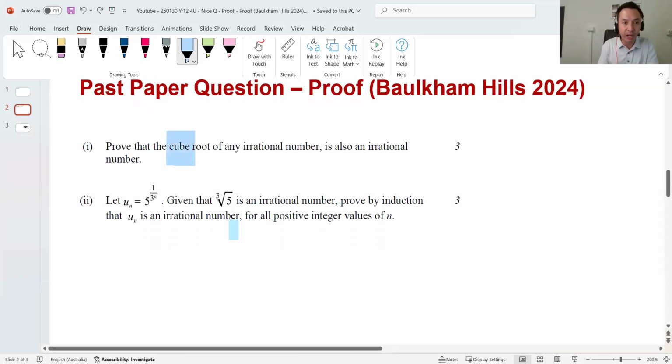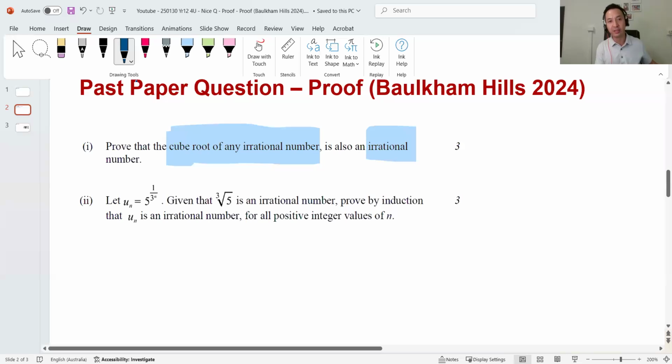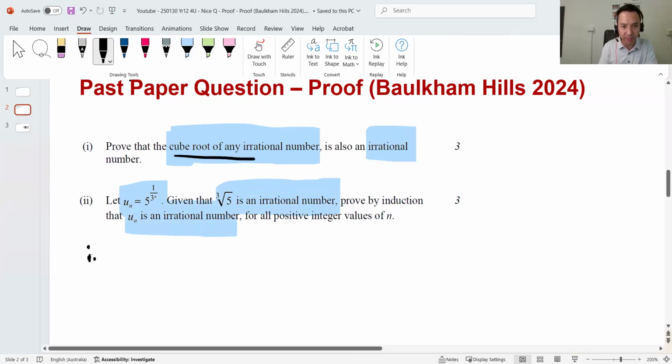Part 1: prove that the cube root of any irrational number is also irrational. Then let u equal to that. Given that it is irrational, prove by induction that u is irrational. I'll deal with that when I get there. So for now, let's get stuck into part 1. Prove that the cube root of any irrational number is irrational.